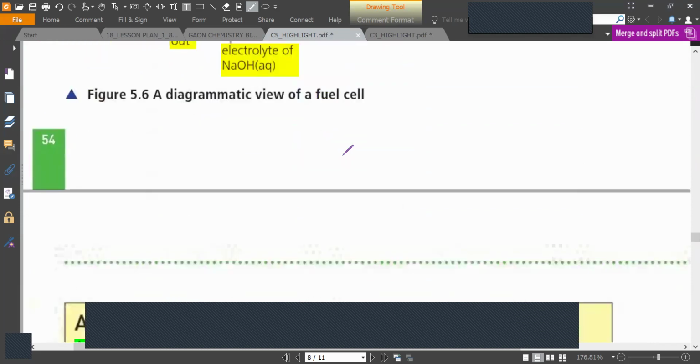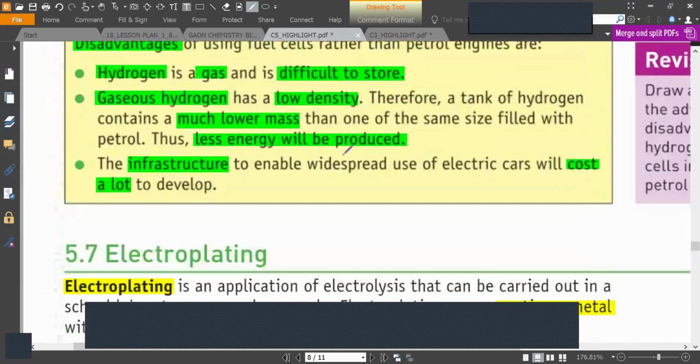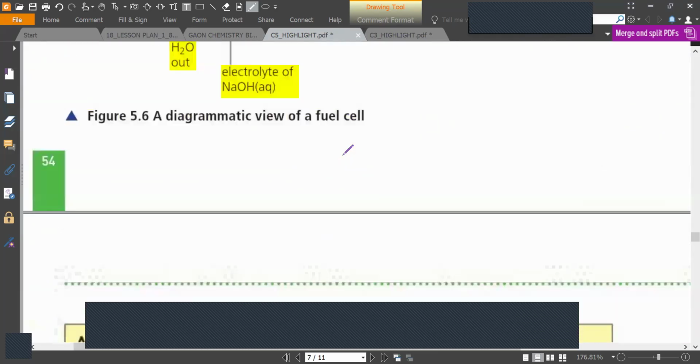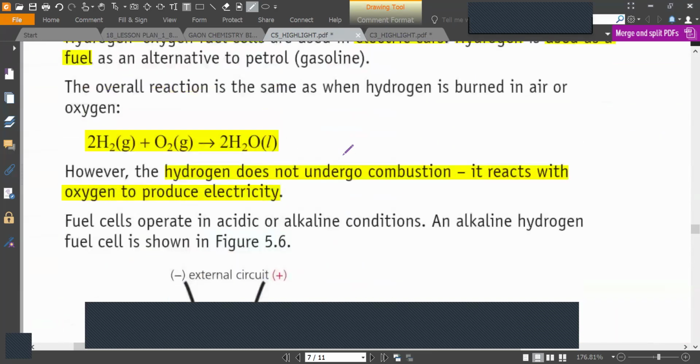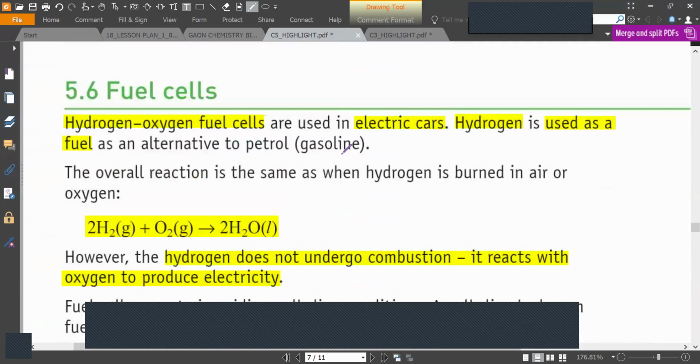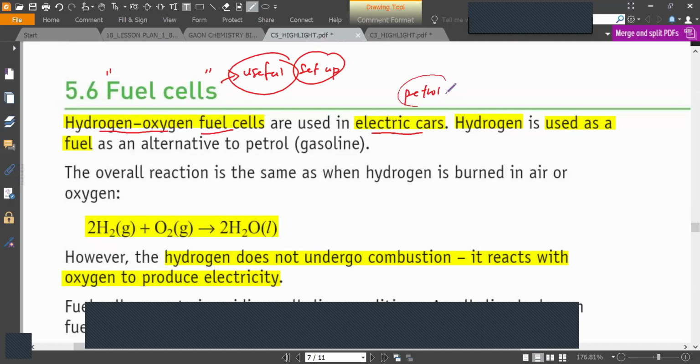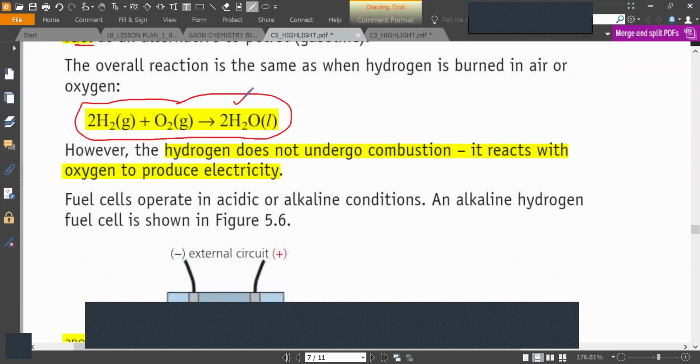Next, this is the last part. Finish this, we finish the class today, which is fuel cell. Fuel cell is another very useful setup. We use hydrogen fuel cell, we can use in electric car. Instead of using petrol, we'll use hydrogen as the fuel. Now we have the overall equation, which is like this. Hydrogen plus oxygen turns to water.